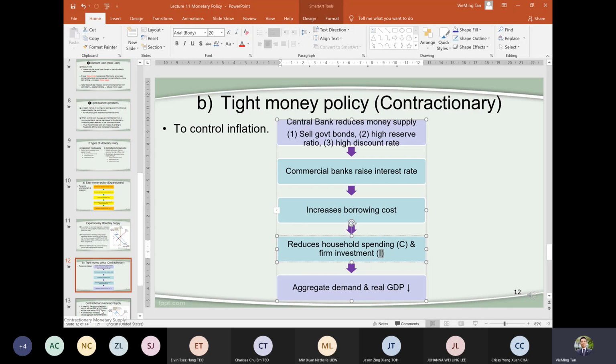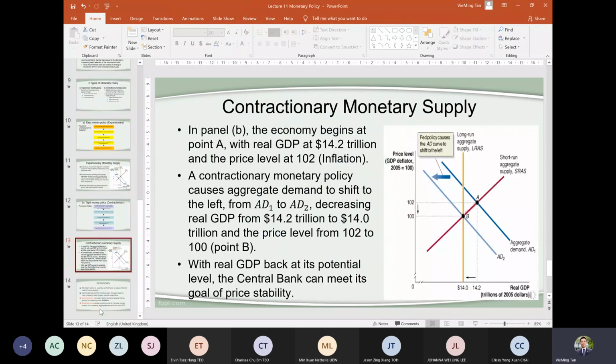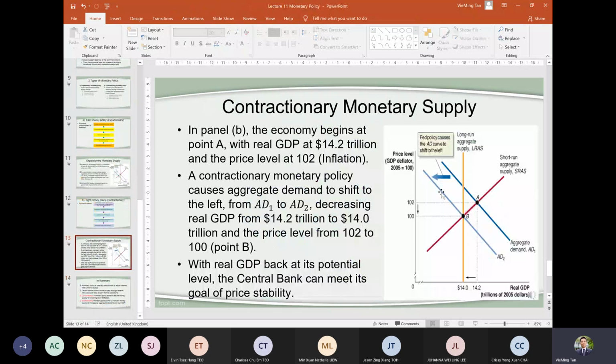Okay, so let us see how this works. Assume that the original aggregate demand is AD1, this line, and the aggregate supply is the red, upward sloping line. This is the short run aggregate supply, and the original macroeconomic equilibrium point is at point A. At point A, the price level is at $102, and the real GDP is at $14.2 trillion.